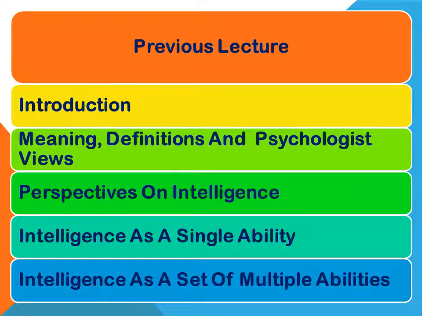Students, in the previous lecture, we studied the introduction of intelligence, in which we studied the meaning, definition and psychologists' views about intelligence. Second, we studied the perspectives on intelligence. There were two perspectives: intelligence as a single general ability, and intelligence as a set of multiple abilities.